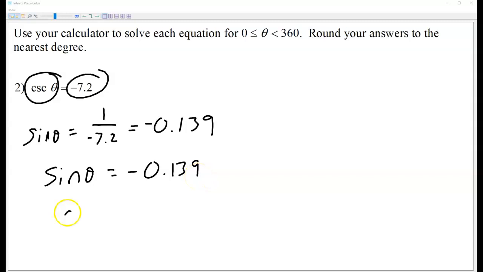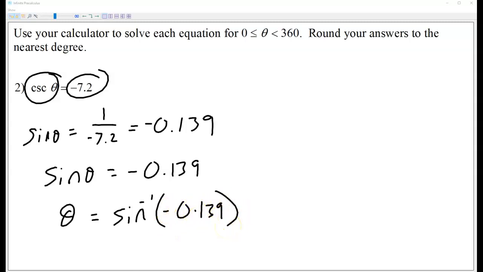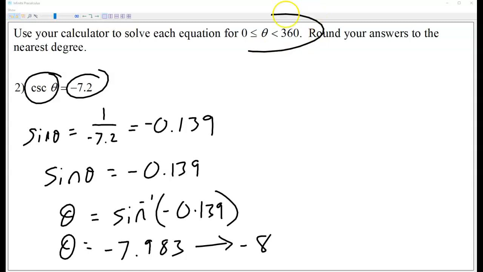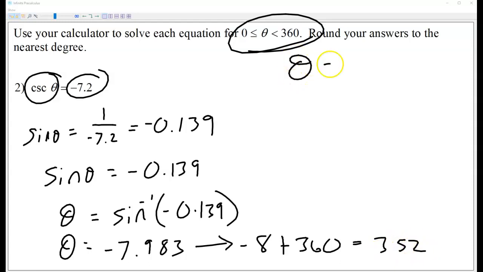Okay, so now we've got this, and after this, it just becomes like the last problem that we did. We do arc sine on both sides. So let's go ahead and do that on the calculator. And I end up with negative 7.983. If I round that to the nearest degree, that's negative 8 degrees. But once again, we don't want negative angles. We want it to stay between 0 and 360. So we add 360 to that, which gives me 352. So one of my answers will be 352.